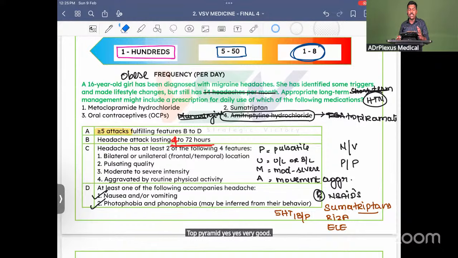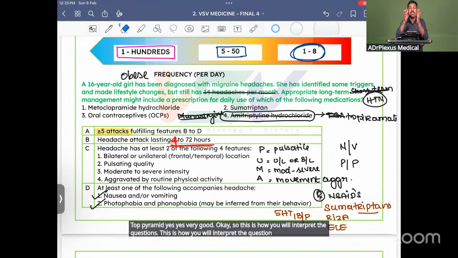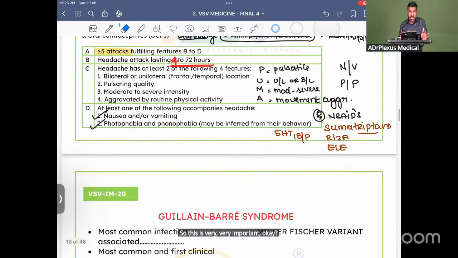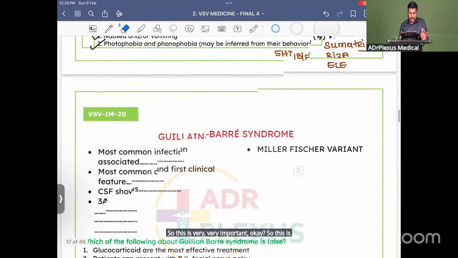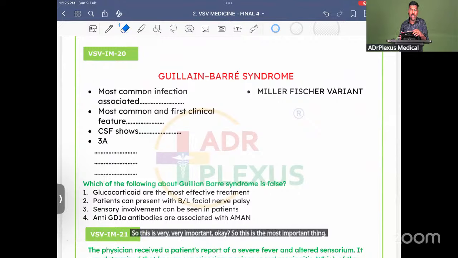Okay, so this is how you will interpret the questions. This is how you have to channelize your knowledge whenever you have any kind of clinical questions or factual questions. So this is very important. This is the most important thing about headache and migraine. Definitely you have to read migraine and go to the exam.